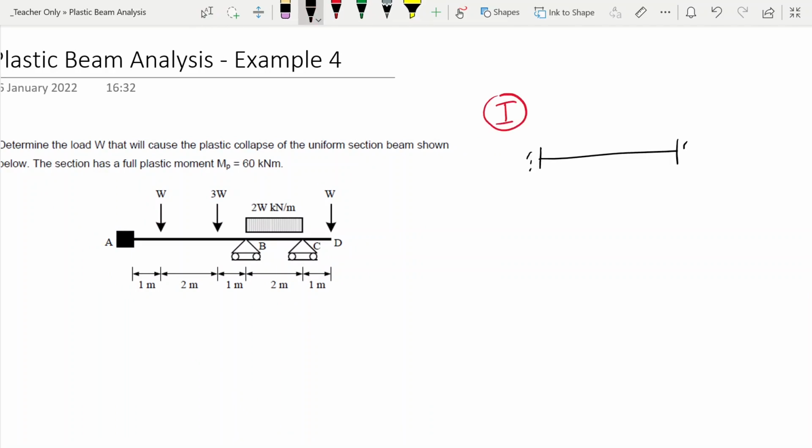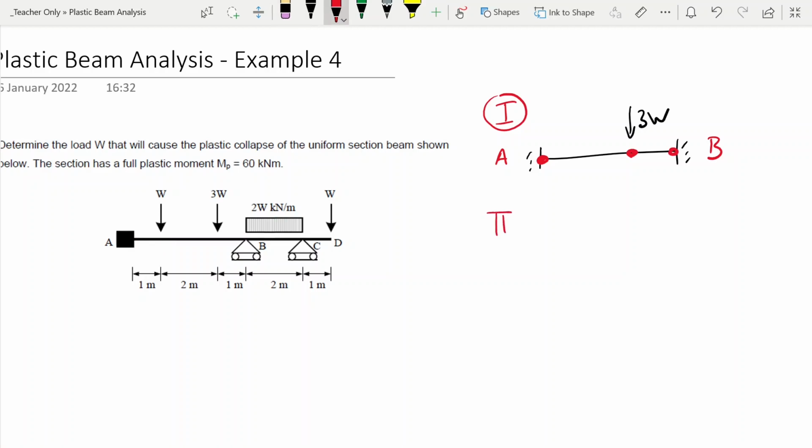Now, in terms of collapse mechanisms, we're going to try to think about which ones we need to consider. The first one, if we think about bar AB, we need to consider one that has a hinge at A, a hinge at B, and then a hinge underneath 3W. And again, we know that this is going to be the critical one because of example 2 that had the exact same shape. So we know we don't have to consider a collapse mechanism that has the hinge underneath the load W. So we don't need to consider this one because we know it's not going to be critical when compared to this one that we just drew. So at least it saves us a little bit of time.